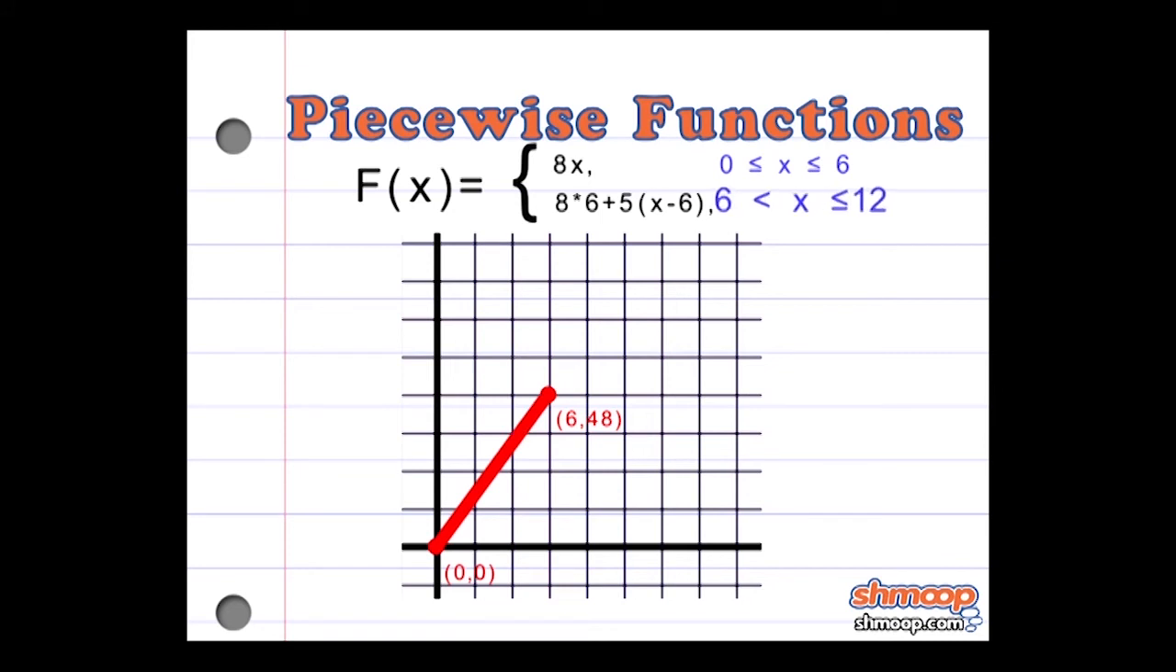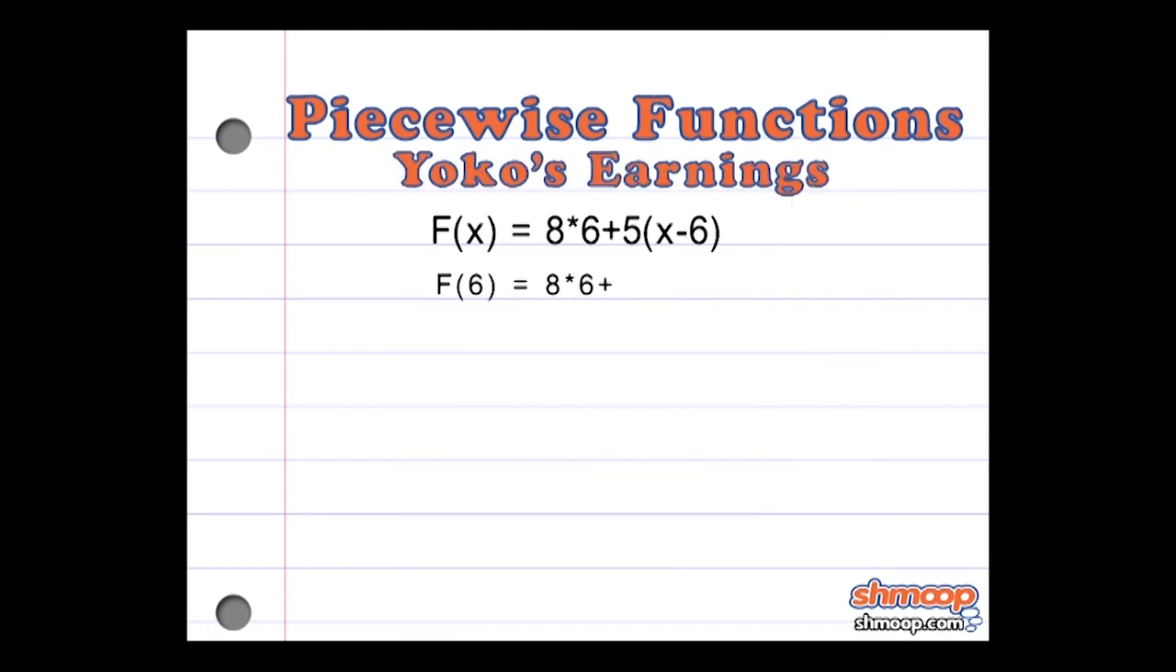For the second line segment, for when x is greater than 6 and less than or equal to 12, we can plug in 6 as x. 8 times 6 is 48, plus 5 times 0, so you have 48 plus 0, or 48. So our first endpoint is (6, 48).